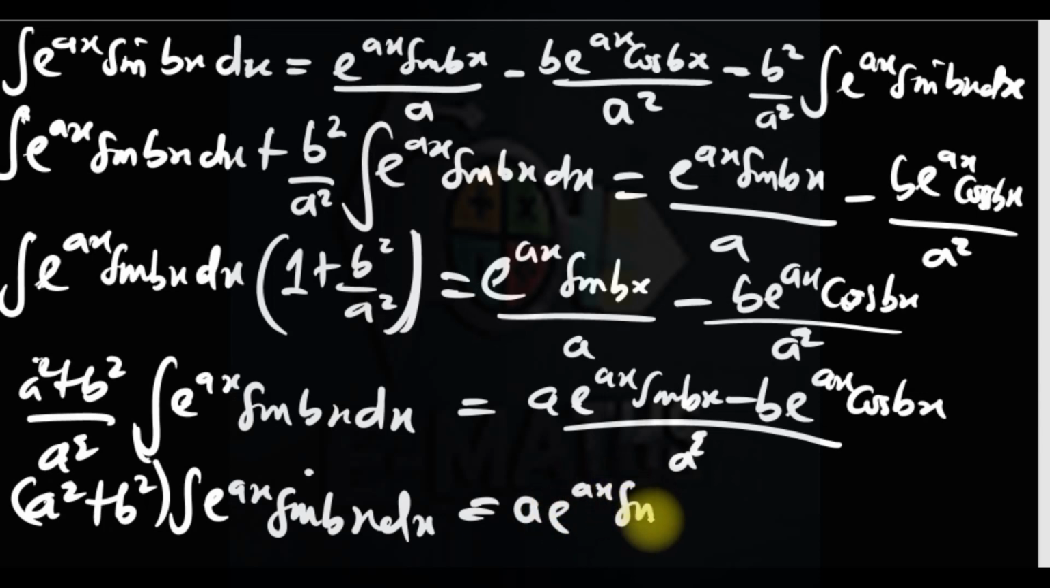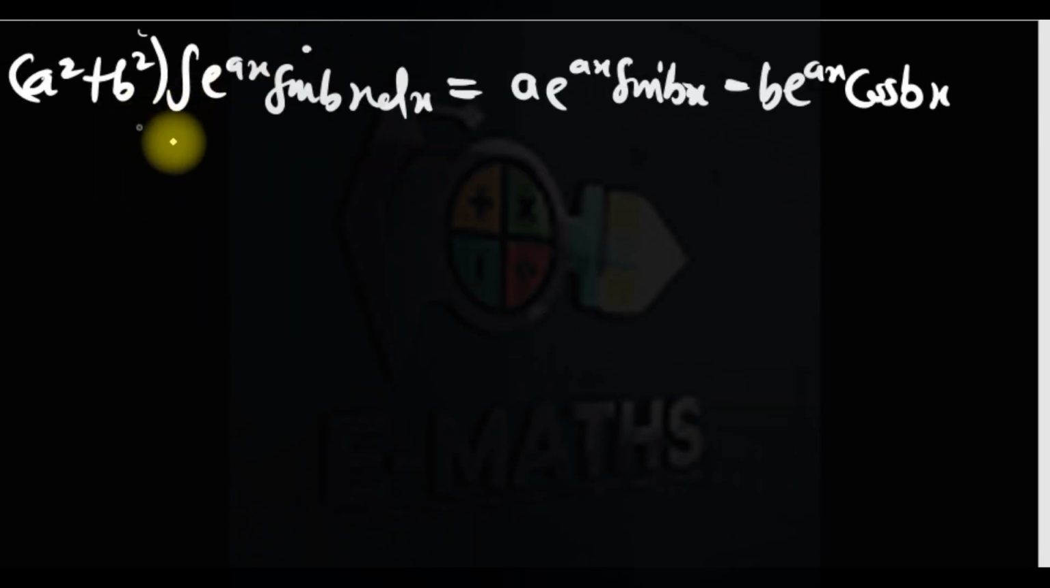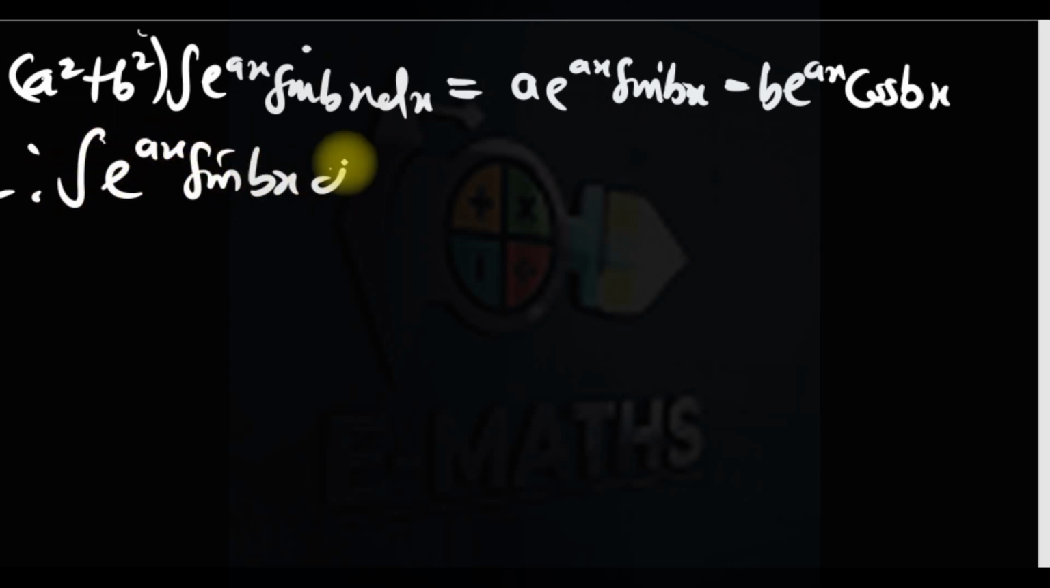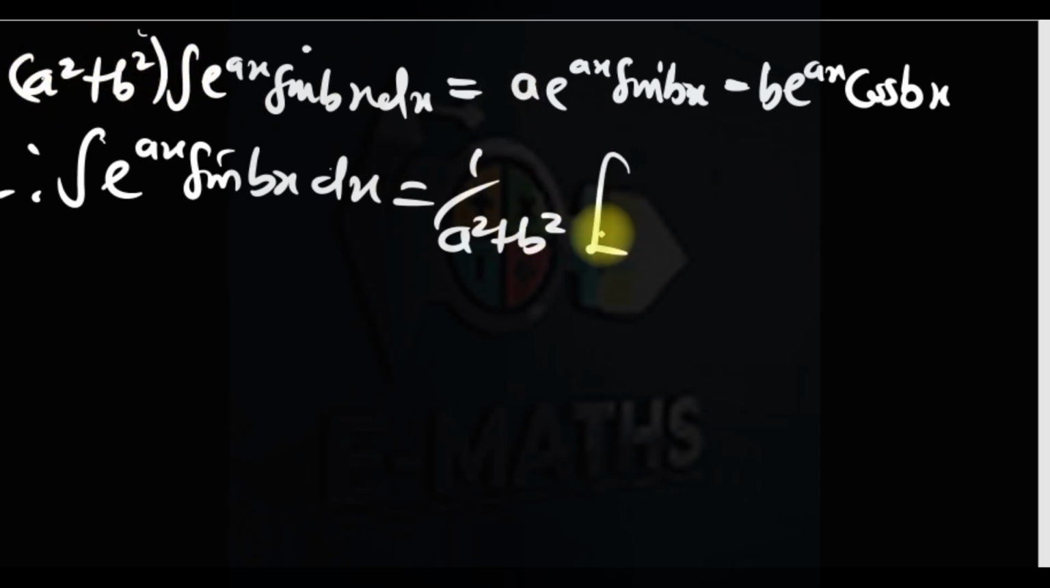e^(ax) sine bx minus e^(ax) cos bx. So let's continue. Okay, we now make this the subject of formula. That's what we are looking for. Therefore, integral of e^(ax) sine bx dx is now dividing this, so it's now 1 over a squared plus b squared. Do you get? This goes over to be division.